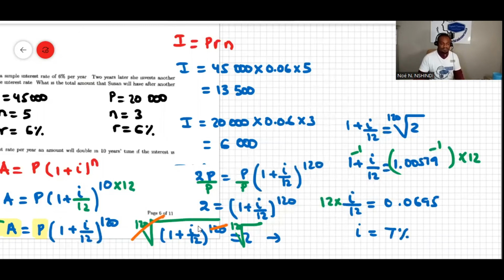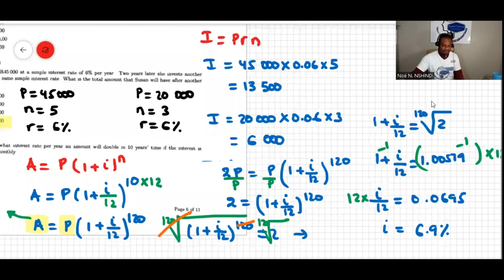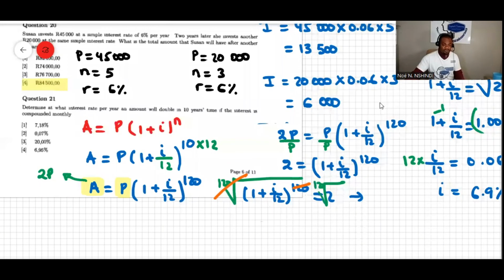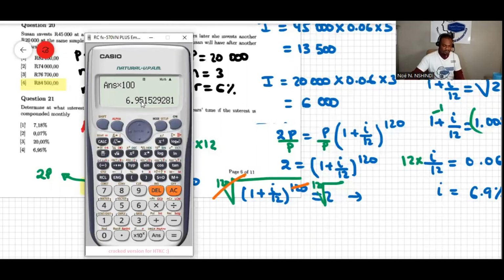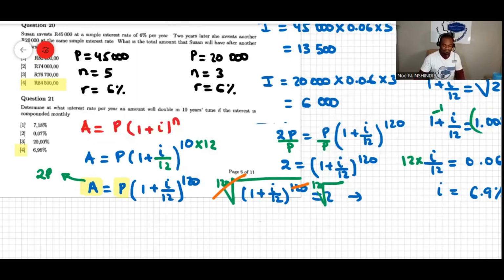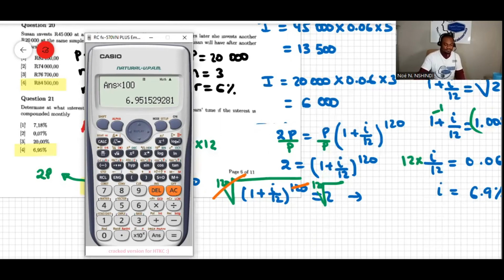Let's keep 6.9%, 6.95%. Now let's see the alternatives. Yes, we have 6.95. That's what you got also, which is okay. So this is alternative 4. Correct.